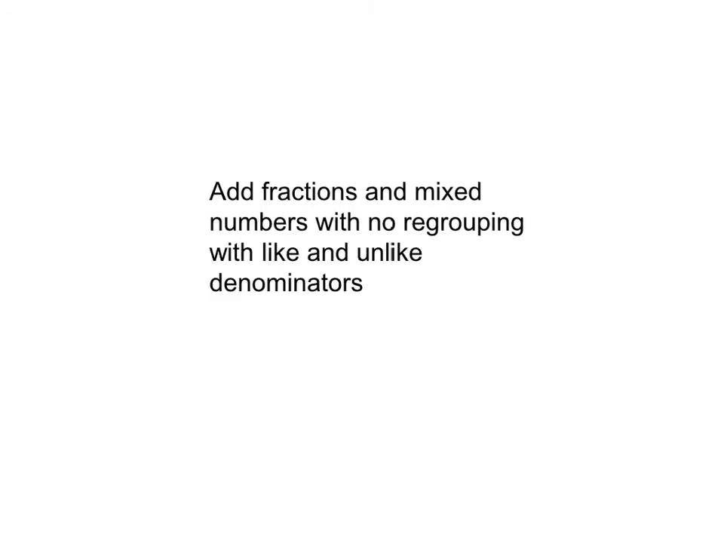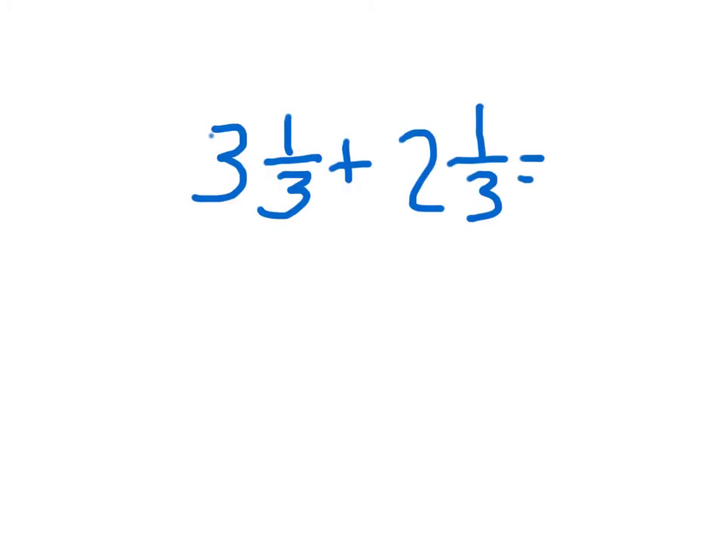Here we're going to look at adding fractions and mixed numbers with no regrouping. In this lesson, we're going to look at adding fractions and mixed numbers with no regrouping, both with like denominators and with unlike denominators. Here I'm adding two mixed numbers with like denominators. They have denominators of 3.